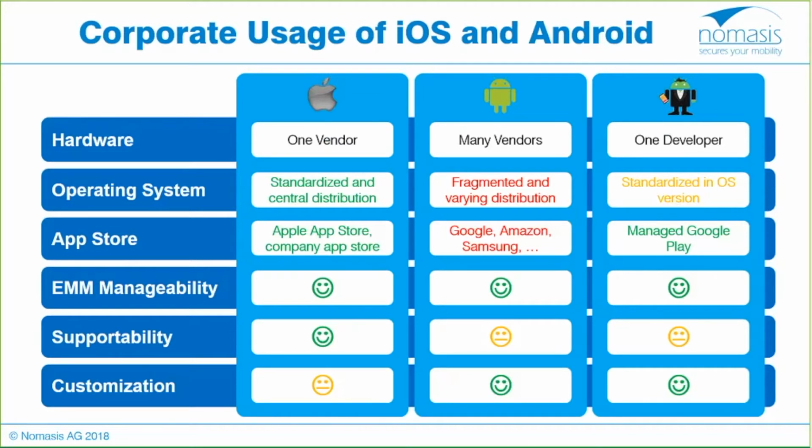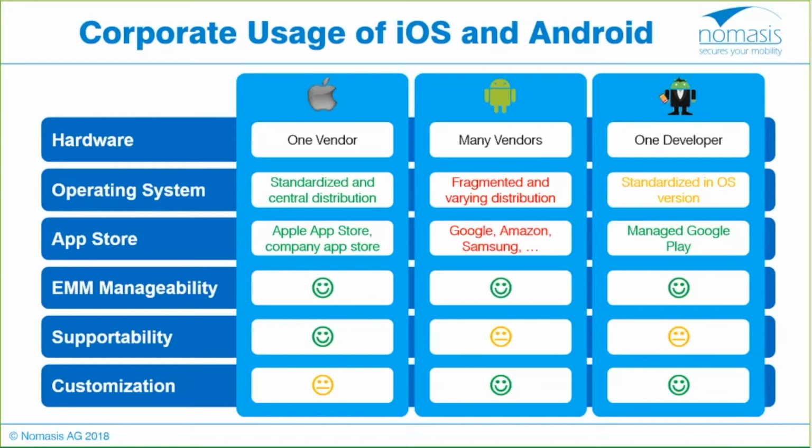So if we compare those solutions, I put Android in the middle because that's kind of what it used to be, and it shows where Google did put some very important work into the solution to improve usability in a corporate environment. So of course Apple is very easy to implement. We have one vendor, one operating system vendor. It's a standardized distribution. There's one app store, and that's it. So that's a very easy to navigate solution. We know exactly where it starts and where it ends.